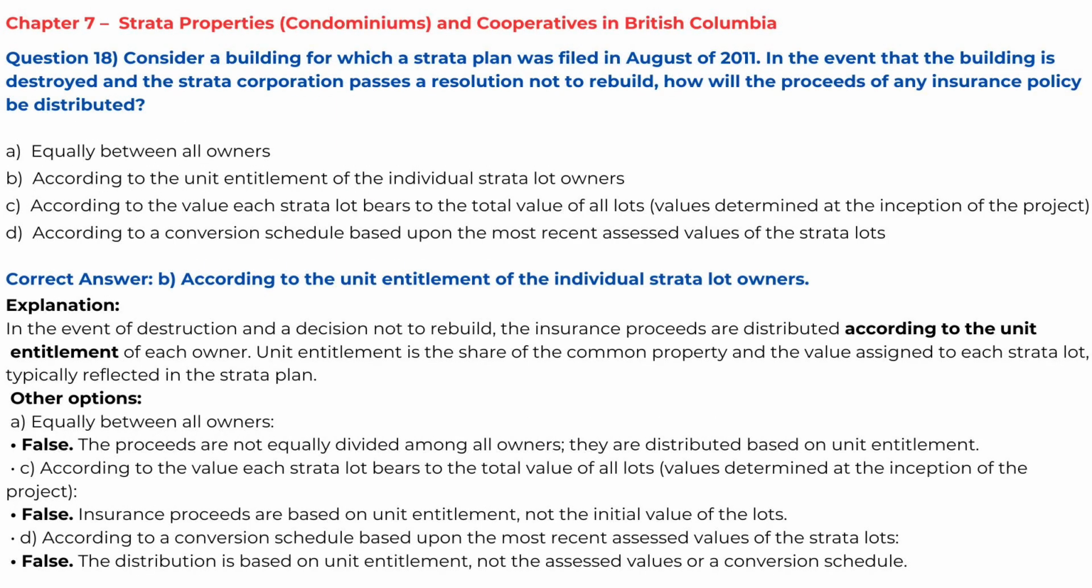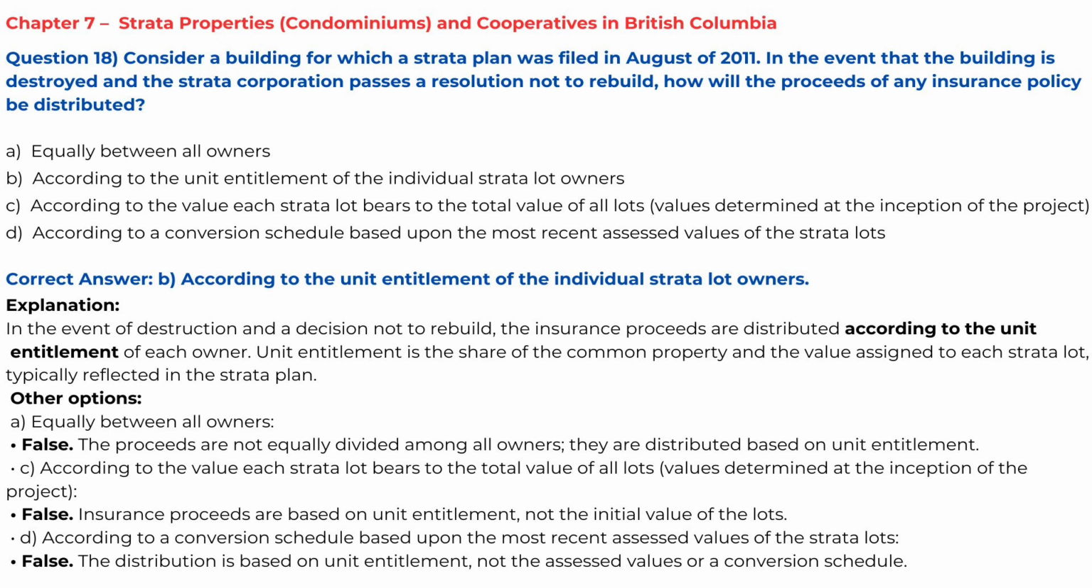Question 18. Consider a building for which a strata plan was filed in August of 2011. In the event that the building is destroyed and the Strata Corporation passes a resolution not to rebuild, how will the proceeds of any insurance policy be distributed? Correct answer: B. According to the unit entitlement of the individual strata lot owners.